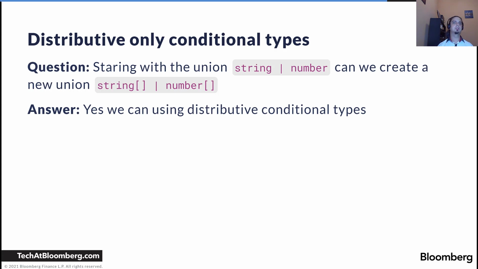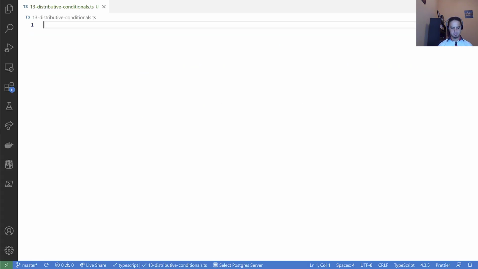And the answer is yes, we can do this easily using distributive conditional types. So how can we do that? Let's create a new type, let's call it makeArray, and it's going to take a type parameter T. Now, we want to create a new type that is an array of each constituent. If we just use T array, that's going to create an array of the union type.